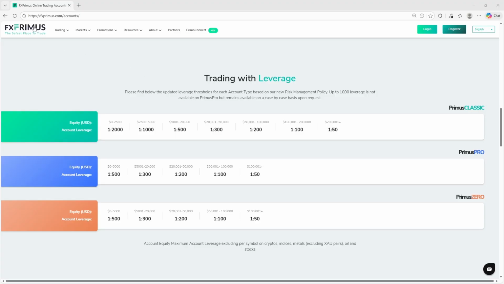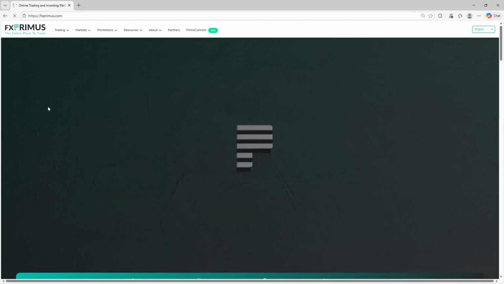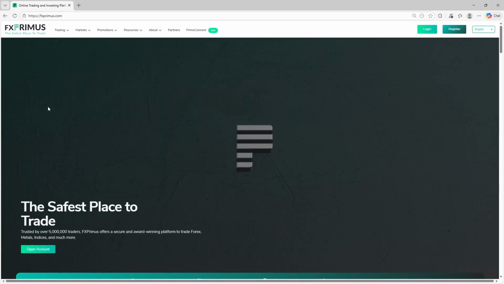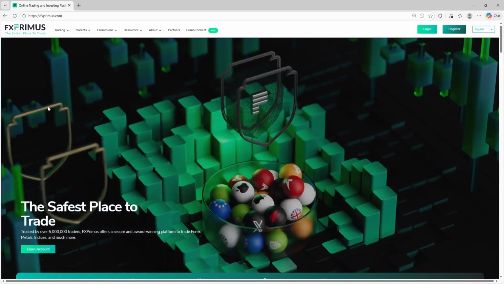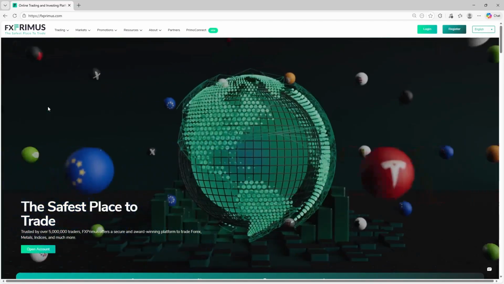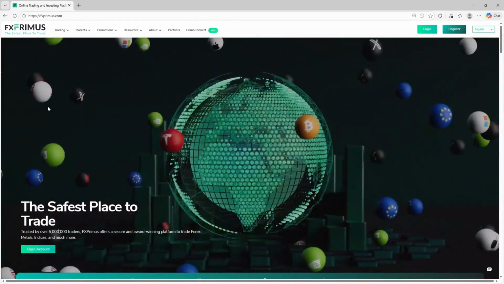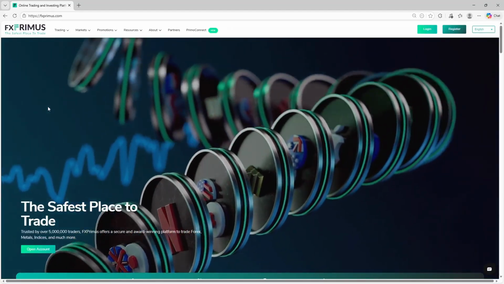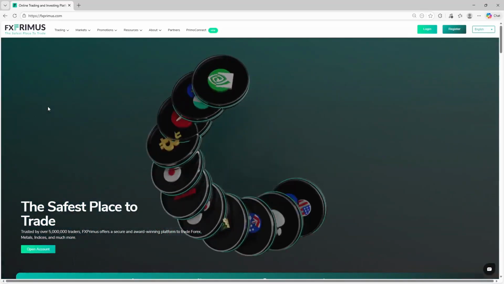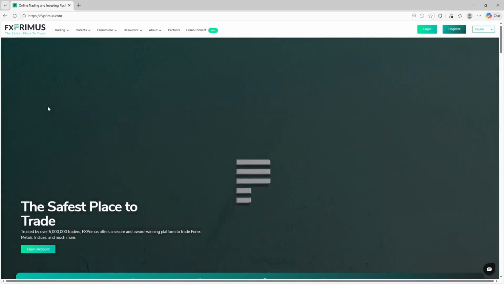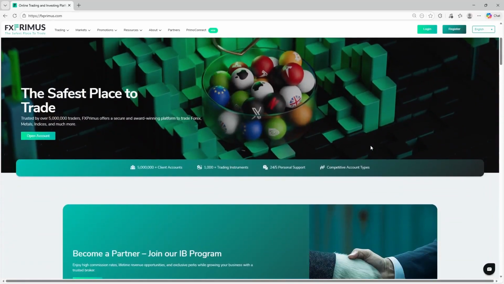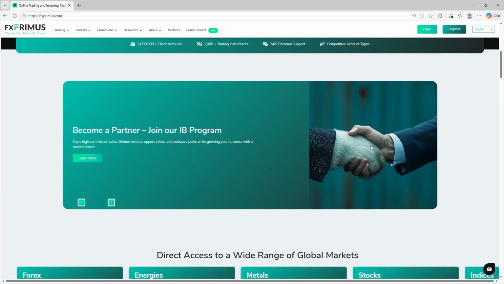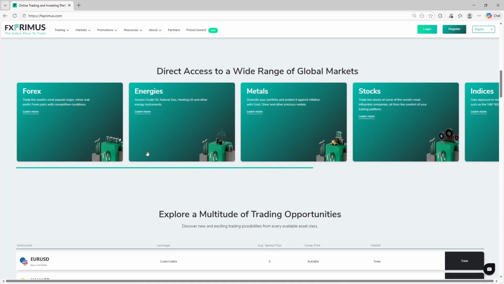Feature-wise, FXPrismus positions itself as a multi-asset broker, offering forex, indices, metals, energies, stocks, and cryptocurrencies. The platform environment focuses on stability rather than heavy customization, relying on MetaTrader's ecosystem for indicators, automation, and strategy development. On the Pro side, FXPrismus offers flexible account structures, high leverage availability, multiple pricing models to suit different trading styles, and compatibility with industry-standard platforms.